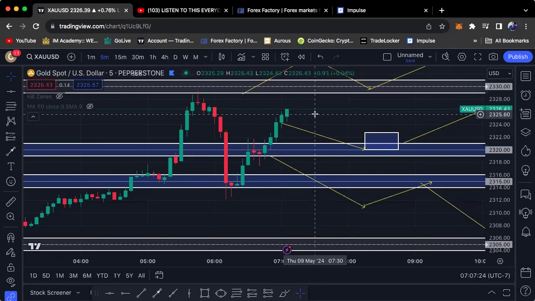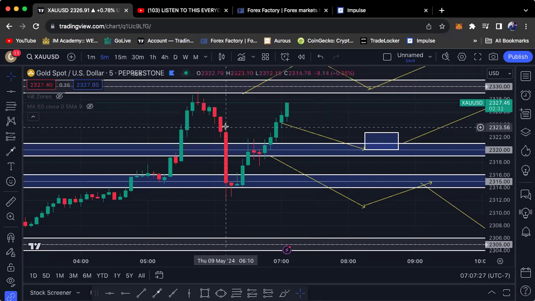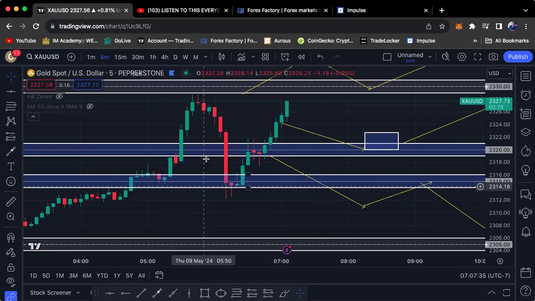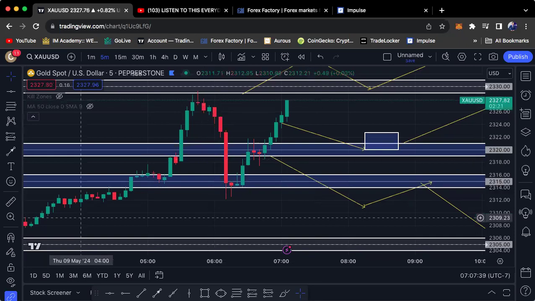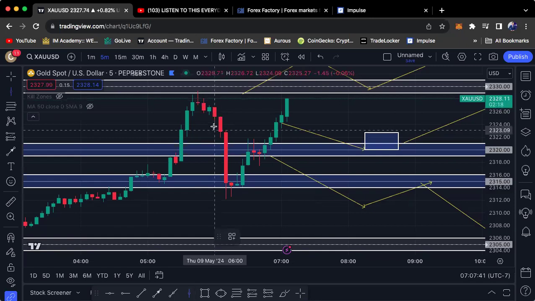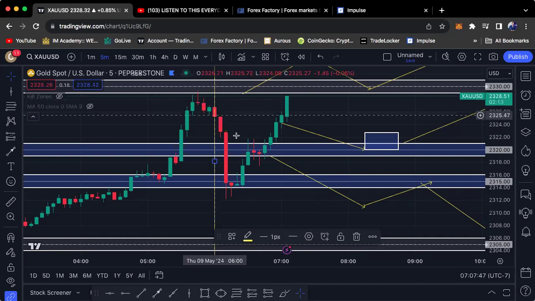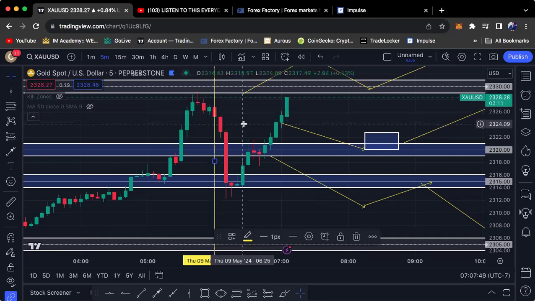But yeah, guys, I didn't catch the move after news. You see, this was the move right here. When I started the call, gold dropped. You see right here, I started the call as soon as gold dropped. This is when I started the call and it dropped. But that's okay. It's always another opportunity.